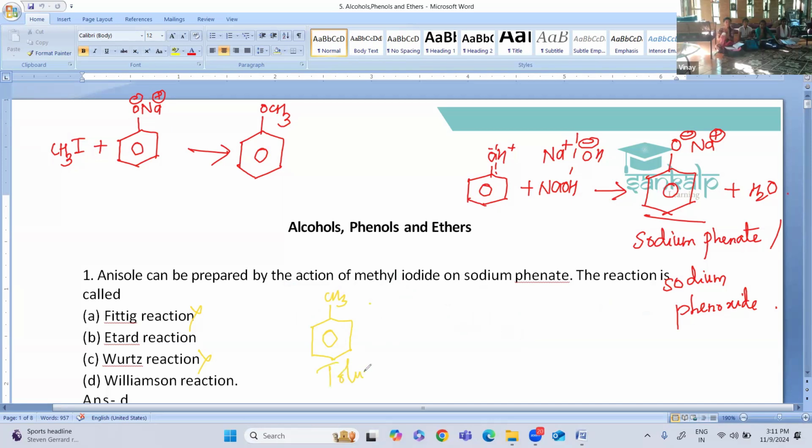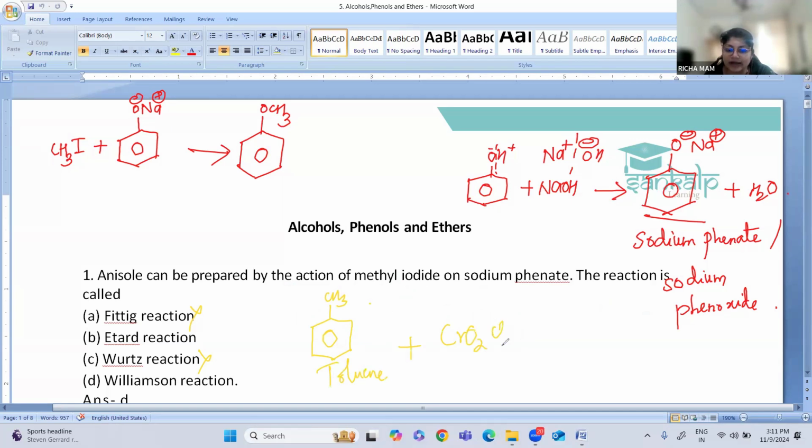Very good. So if I take toluene and react it with chromyl chloride, what am I going to get? I am going to get benzaldehyde, an aldehyde. I have not written the intermediates, I've gone directly to the main product. So here, is there any aldehyde formation? No. So this is also wrong.